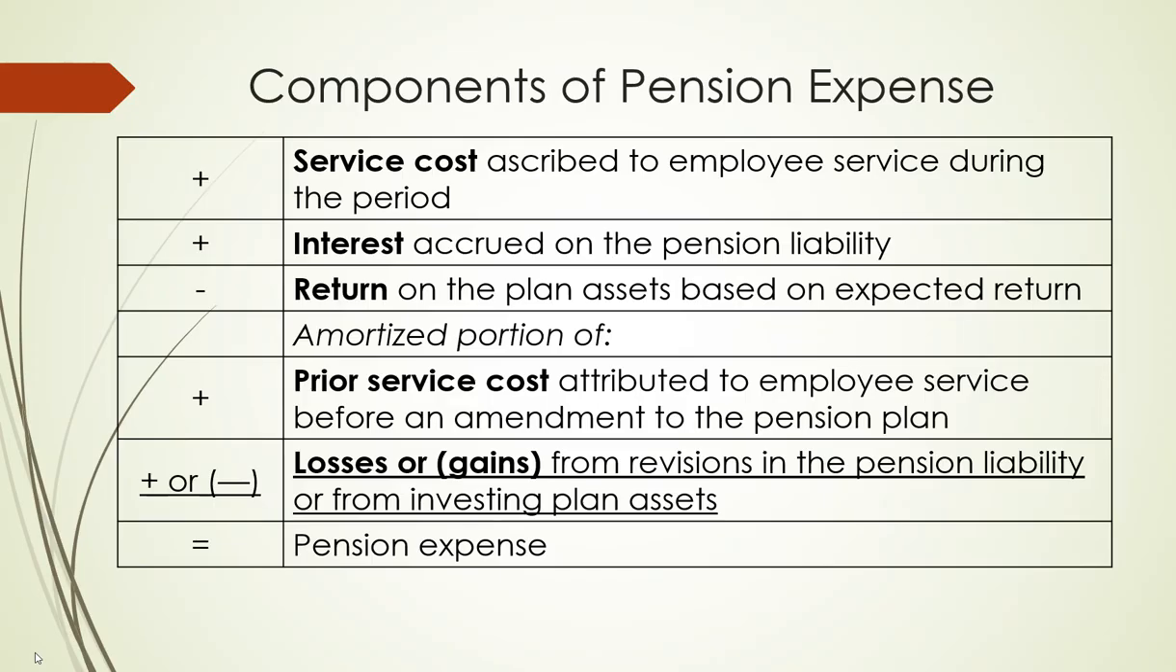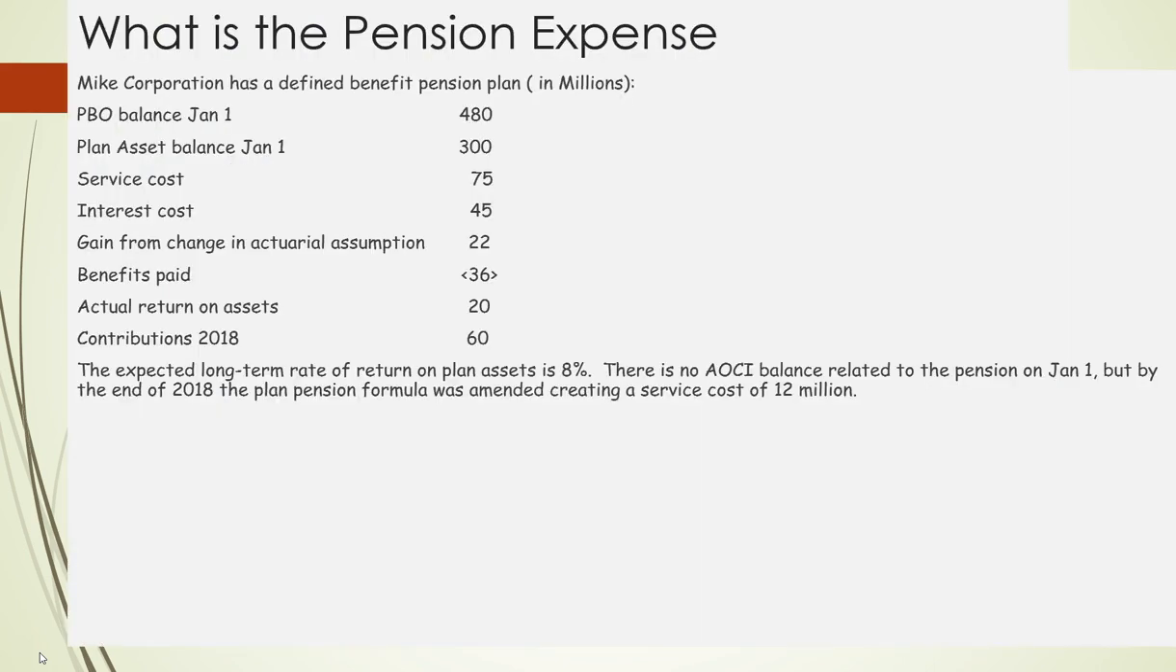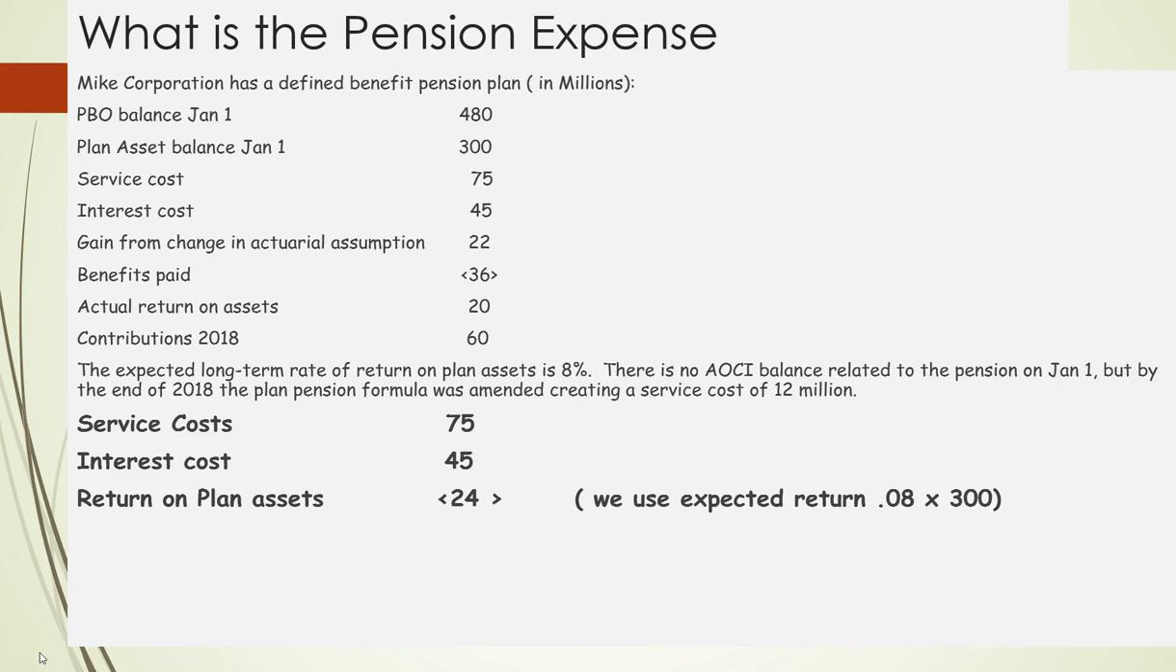Now, components of pension expense, we talked about this previously. We've got our service cost, our interest cost, minus any returns based on expected, prior service cost, and any loss or gains in revisions of the pension plan. So now we can go through and do our calculation. We have our service cost of 75, our interest cost of 45, return on plan assets, remember we always use the expected return. Prior service cost, there is no prior year accumulated other comprehensive gain or loss, so no amortization.